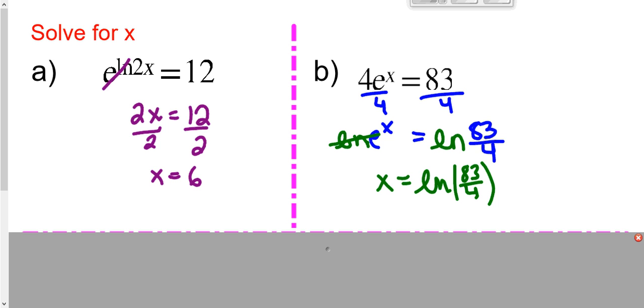Which either you leave it like that, or you can plug it into your calculator and get a decimal if you're dying to do that. But generally, I just leave it right there. There's no reason, unless you're on a calculator portion of the exam and they're asking for the decimal answer, there's no reason to go further because that is considered an exact answer. So just leave it there.